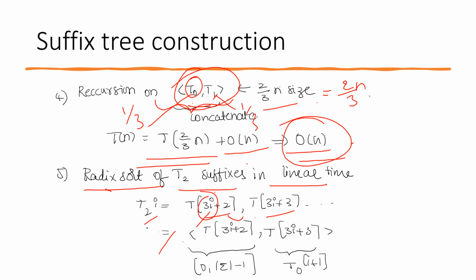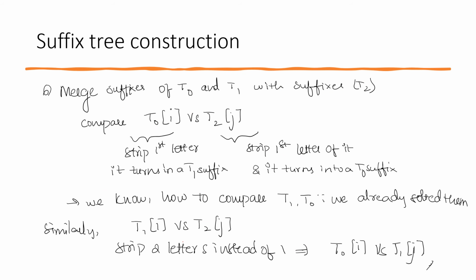So we're just stripping off the first letters. If we strip off the first letter, we get the T0 suffixes, which are already sorted. If I can effectively strip off the first character and change it into information I already know, then it's easy for me to sort T2 also. Now, once I'm able to sort all these, the next step is merging.